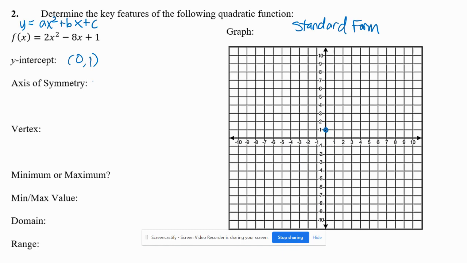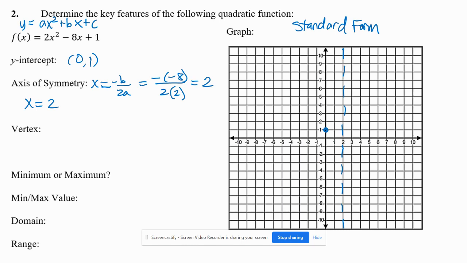For the axis of symmetry, we want to use the formula x equals negative b over 2a. B is negative 8, so we're going to have a double negative in the top. A is 2. If you go ahead and simplify that, negative 8 gives you positive 8 divided by 4. It's going to give us a positive value of 2. So your axis of symmetry is x equals 2. Again, if you wanted to graph that, our line of symmetry will be going down the x value 2.